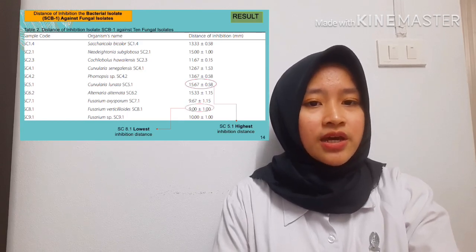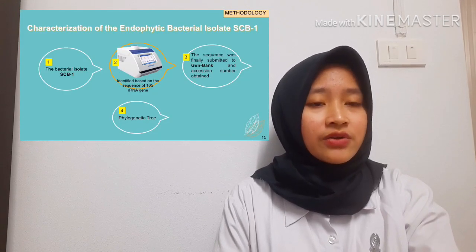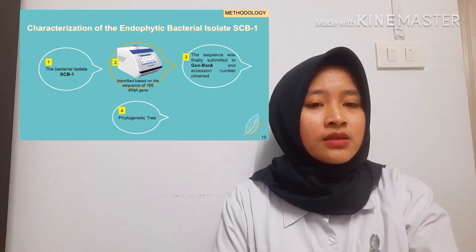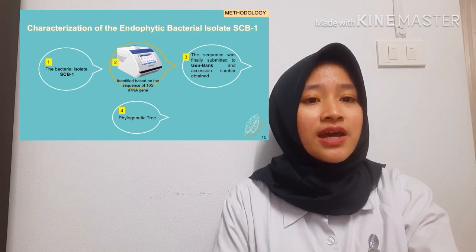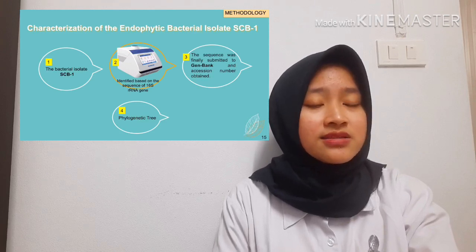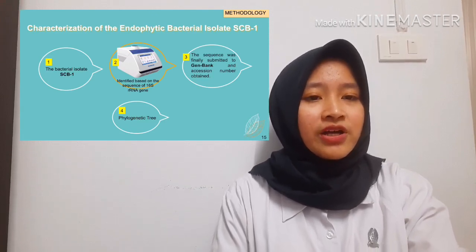The next one is the characterization of endophytic bacterial isolate SCB-1. The bacterial isolate SCB-1 was identified based on the sequence of the 16S ribosomal RNA gene. After that, the sequence was submitted to GenBank and accession numbers were obtained. After that, they made the phylogenetic tree.